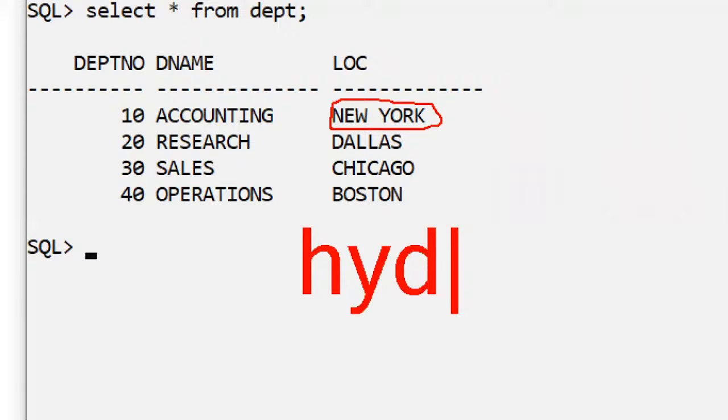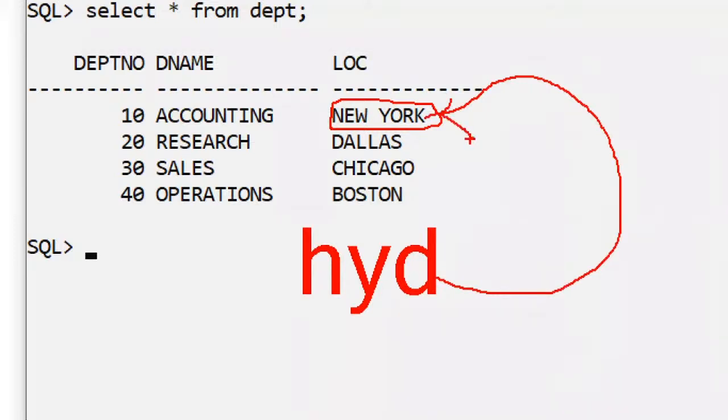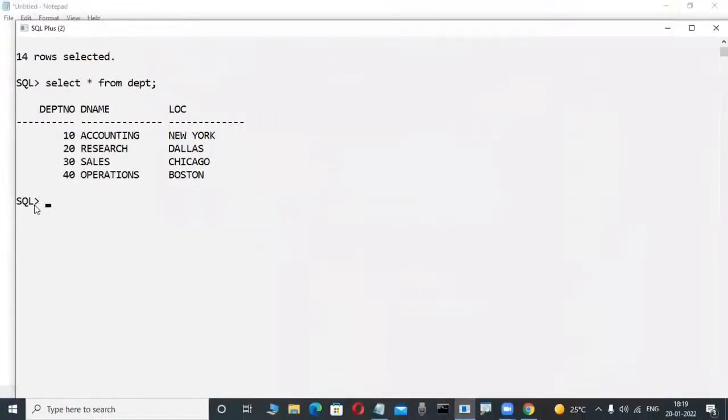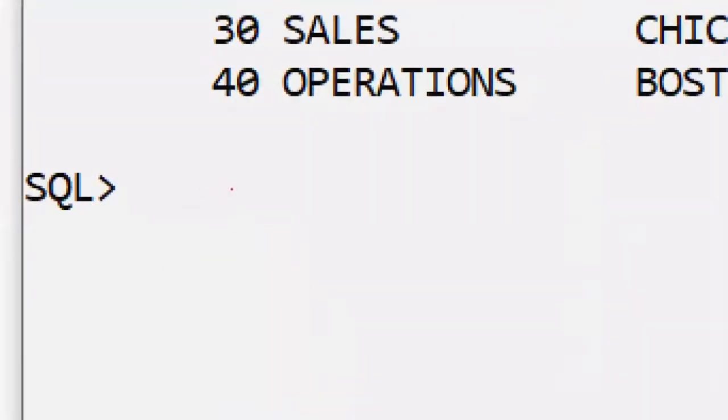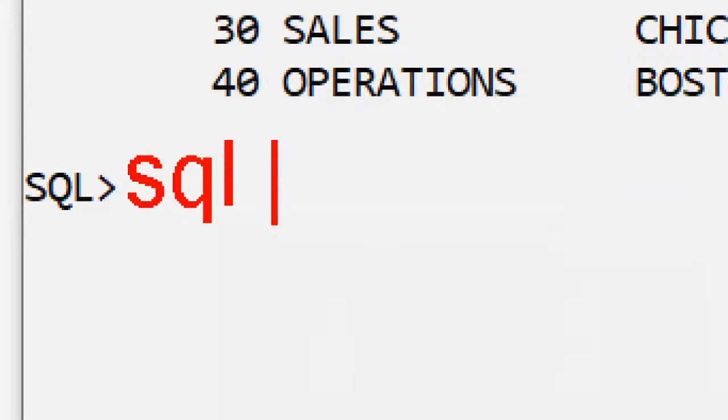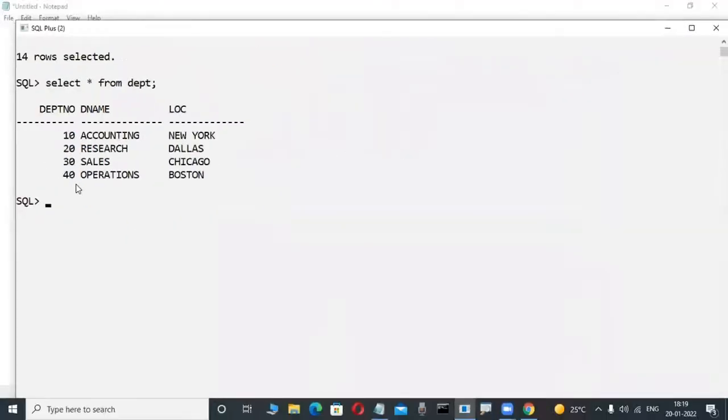I want to change this New York location into Hyderabad in this relational database. How can I do it? Just at the SQL prompt, we use the SQL language. SQL is a very easy language, and I will tell you how. In SQL, you type some commands.